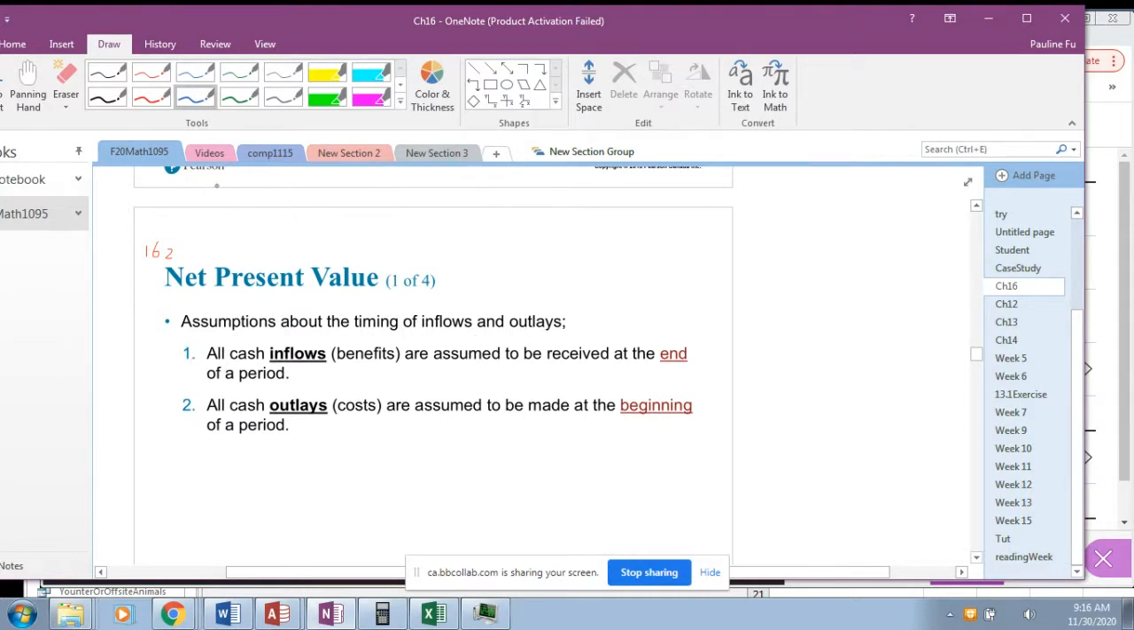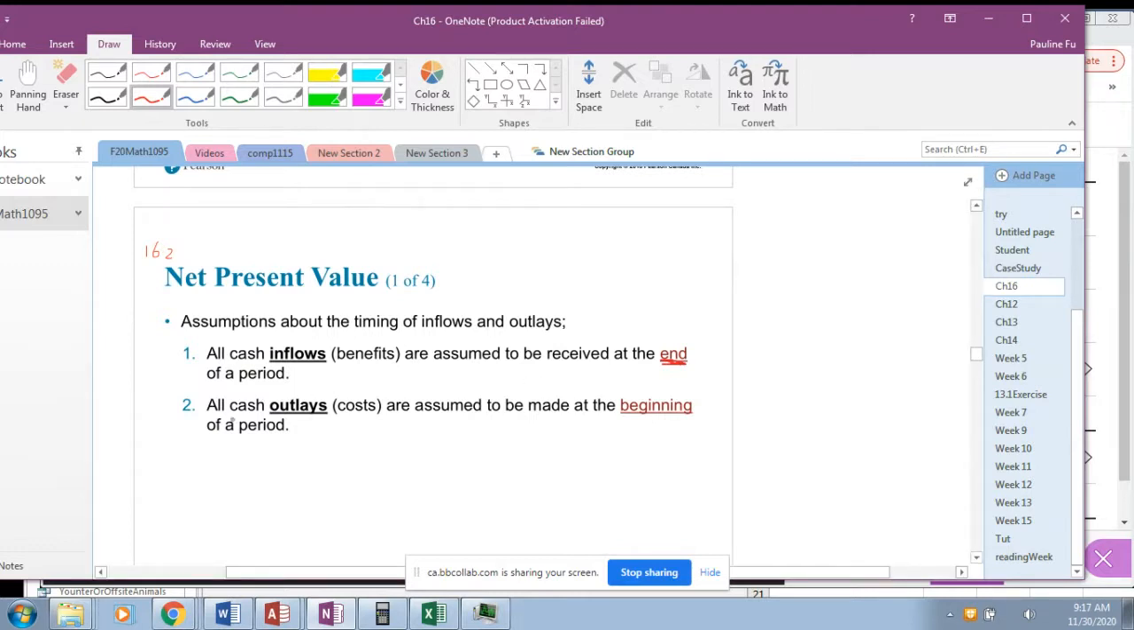The first principle: all cash inflows or benefits are assumed to be received at the end of a period. So when you do the questions from my lab or from the textbook, if the question doesn't tell you whether it is the end or the beginning, the principle is here. It is stated in the PowerPoint. All cash inflows are at the end, unless it is stated otherwise.